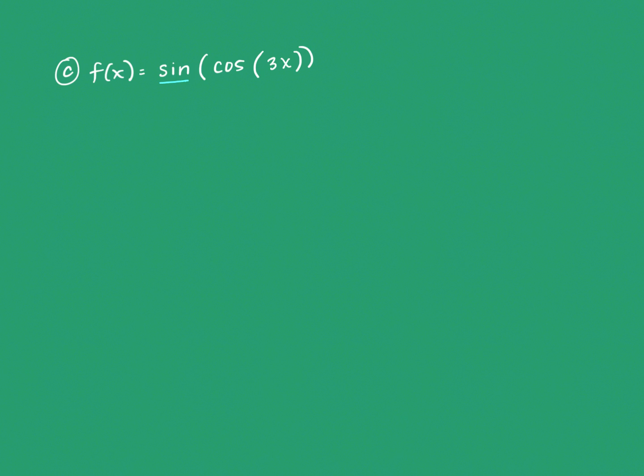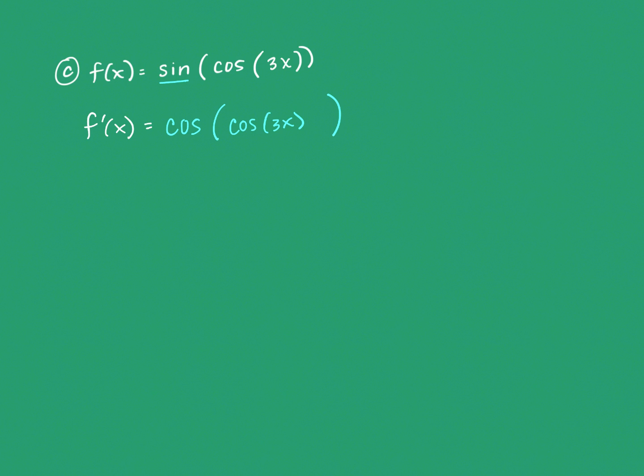When I take the derivative, I'm going to get f prime of x is equal to, and I'm going to take the derivative of the outside function. So the derivative of sine is going to be cosine. And I'm going to leave the inside stuff alone. So the inside stuff is going to remain cosine of 3x. So all I've done so far is take the derivative of sine, the outside function.